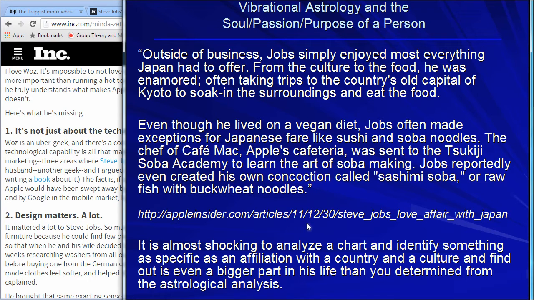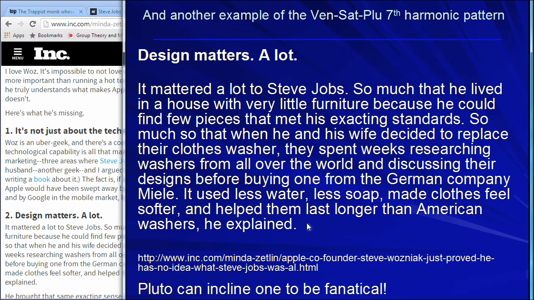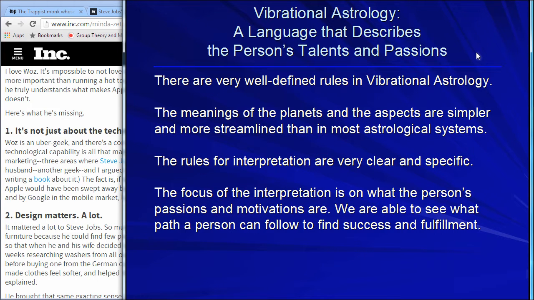So it's almost shocking. When you analyze the chart, you identify this, and you find out that it's true, and you see the pattern that is behind it. And this is the other article I've already shown you, about the author, very smart journalists who are studying it and coming up with what I found just by looking at the astrology chart. And this is the quote I already read you from this article from Inc.com. There's the full website address. And Pluto can incline one to be fanatical, and Pluto's involved in this pattern.